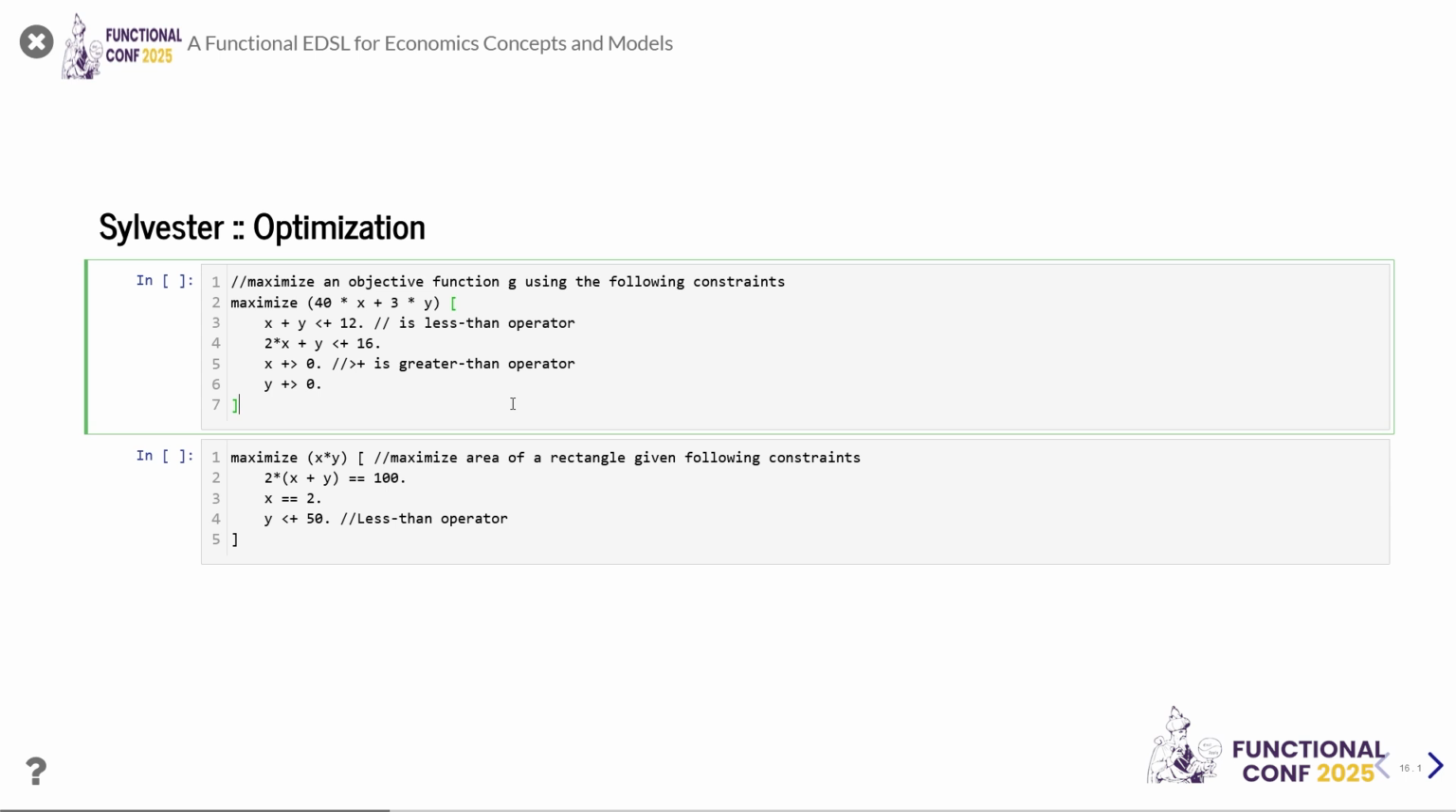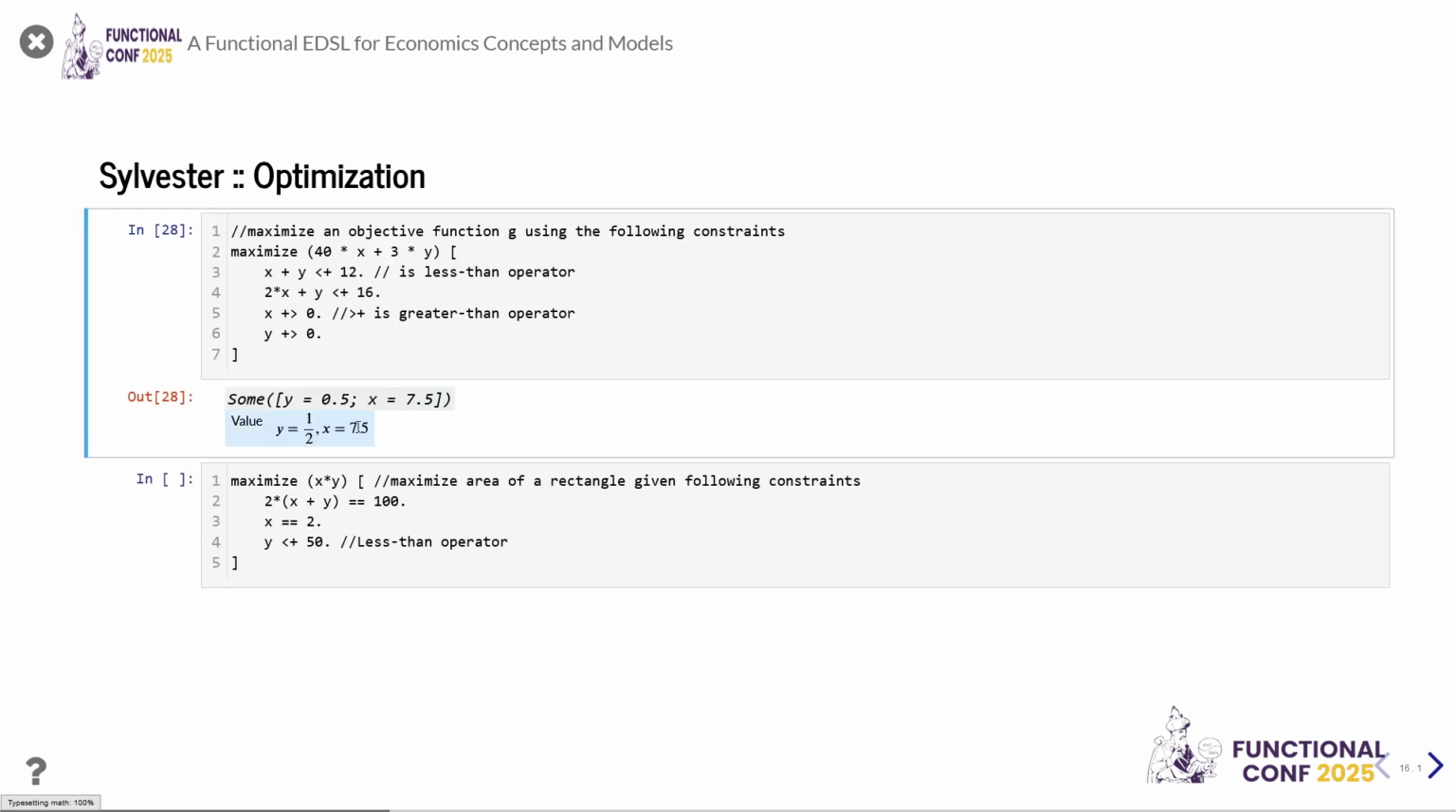And we can also do optimization. So we can use Z3, which is an SMT solver, to do optimization. So here we have an objective function. I'm going to maximize this objective function using these constraints. Here we have a custom less than and greater than operator. Okay, so let's maximize this, and well, we get back this solution for that maximization operation.